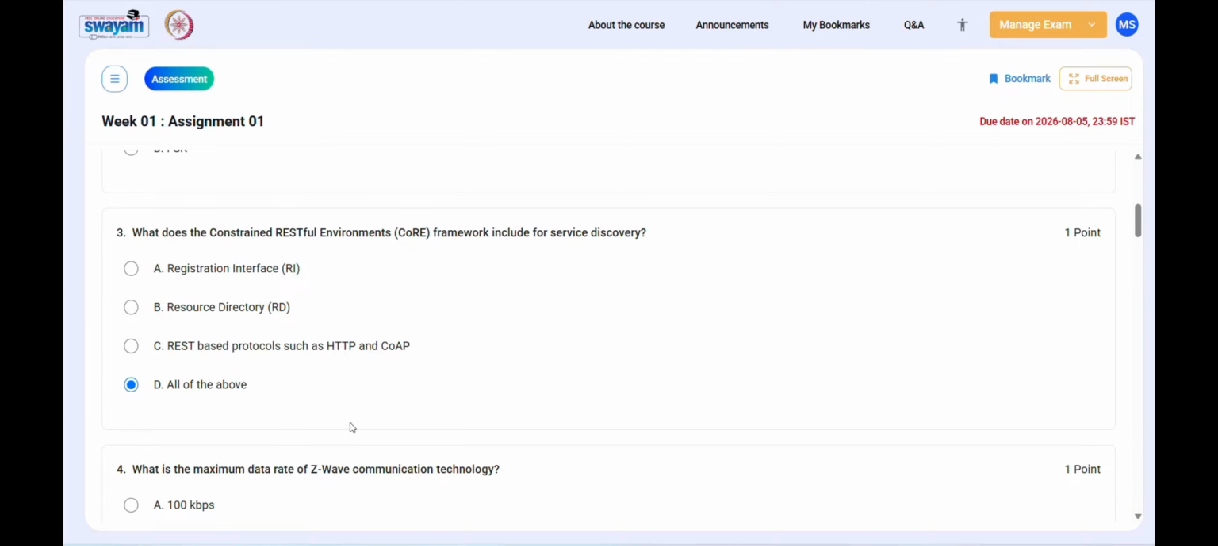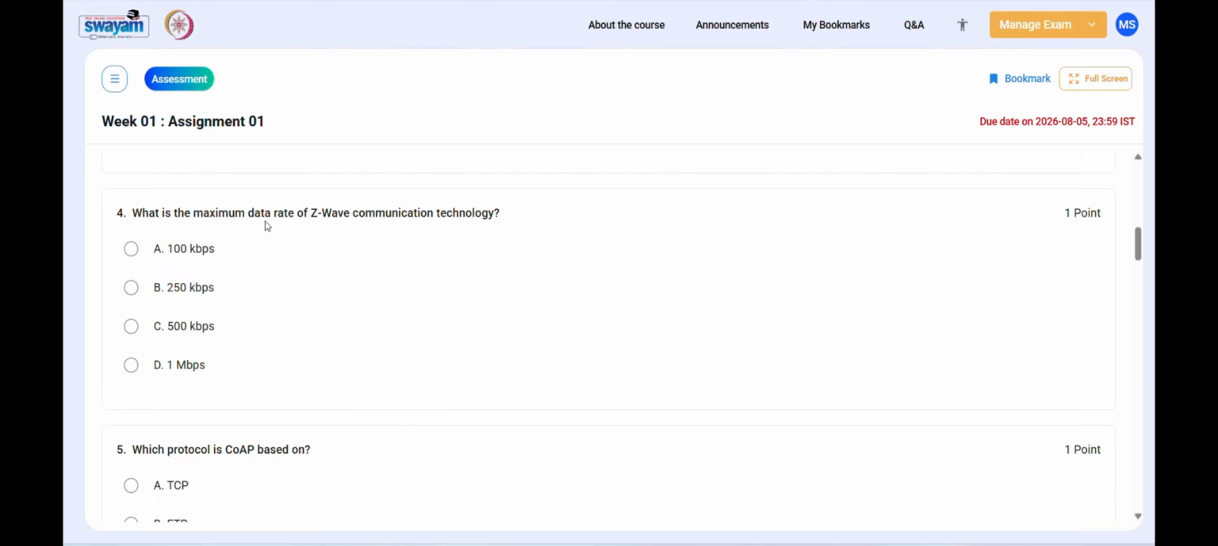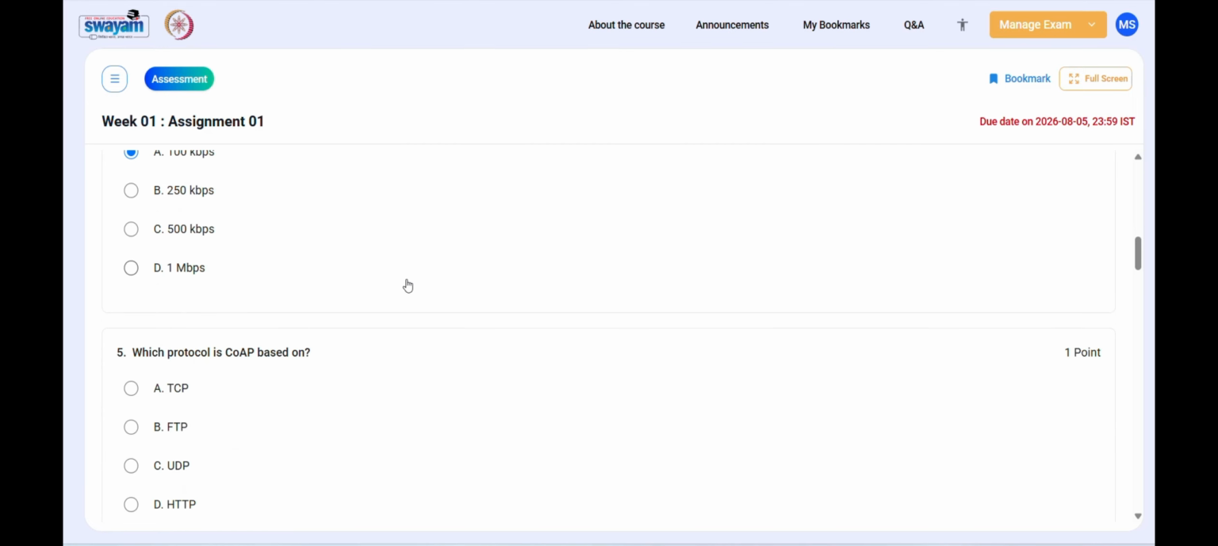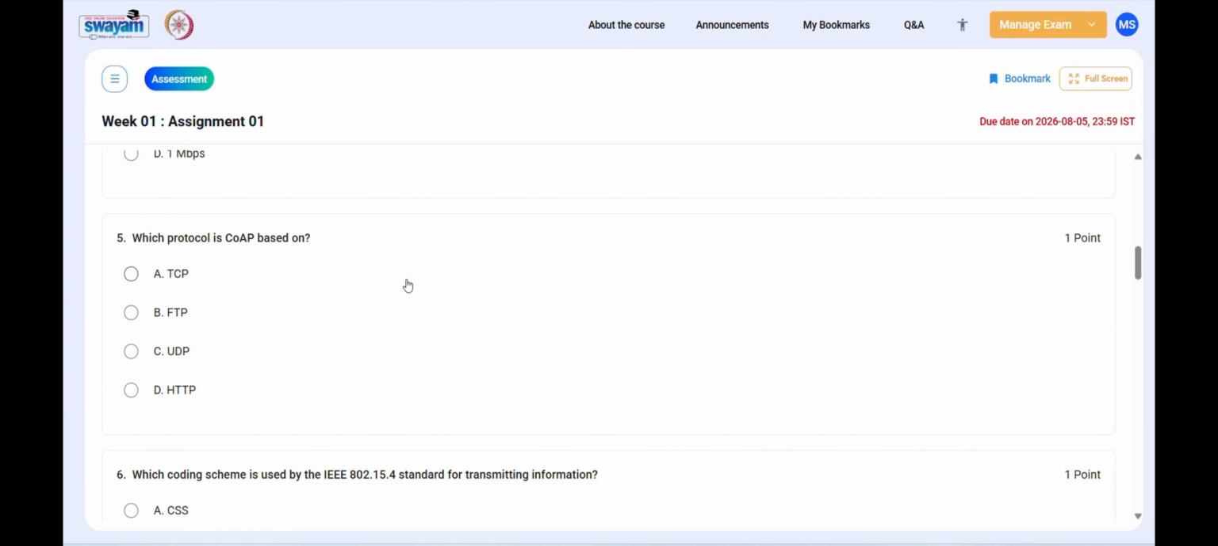What is the maximum data rate of Z-Wave communication technology? So option A is correct, 100 kbps. Then, which protocol is CoAP based on? So option C is correct, UDP.